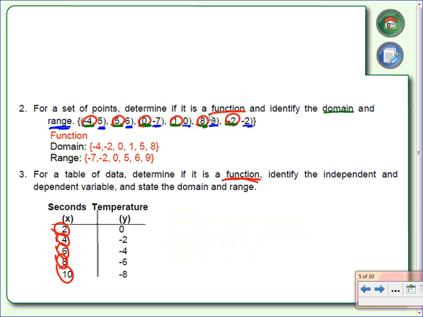Next thing I want to know is what is the independent variable? Now, when we say what's the independent variable, we want to know what do the x's represent. So let's look at our table here. What exactly are the x values? It says right here that it's the seconds. So write that down for me. Independent is the seconds.